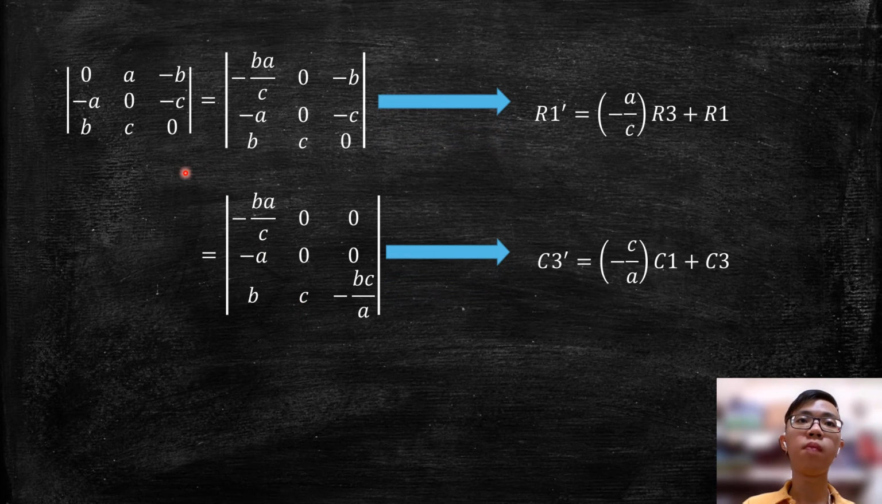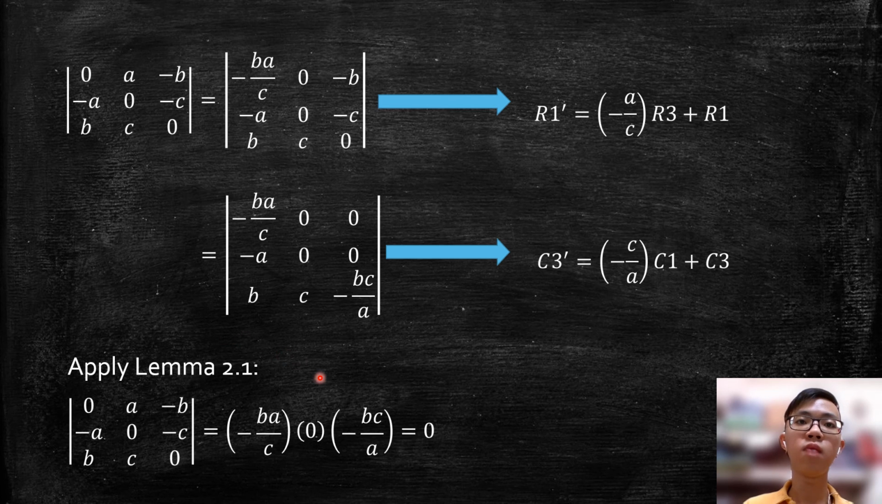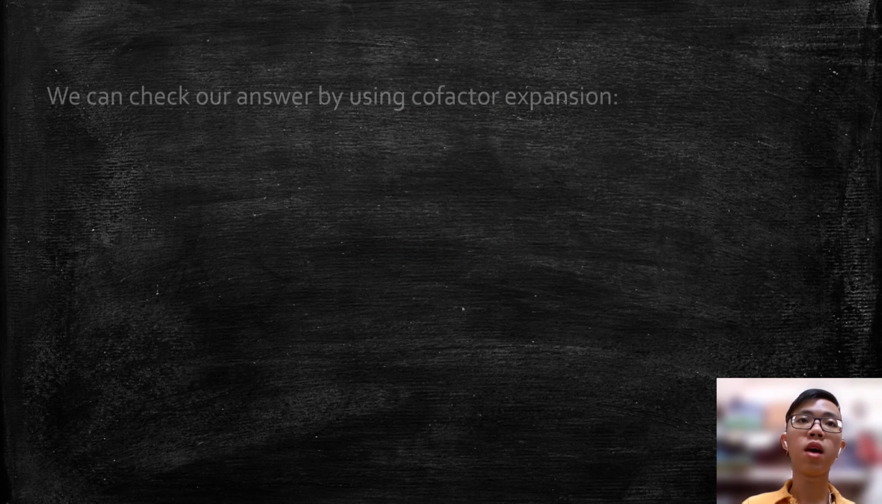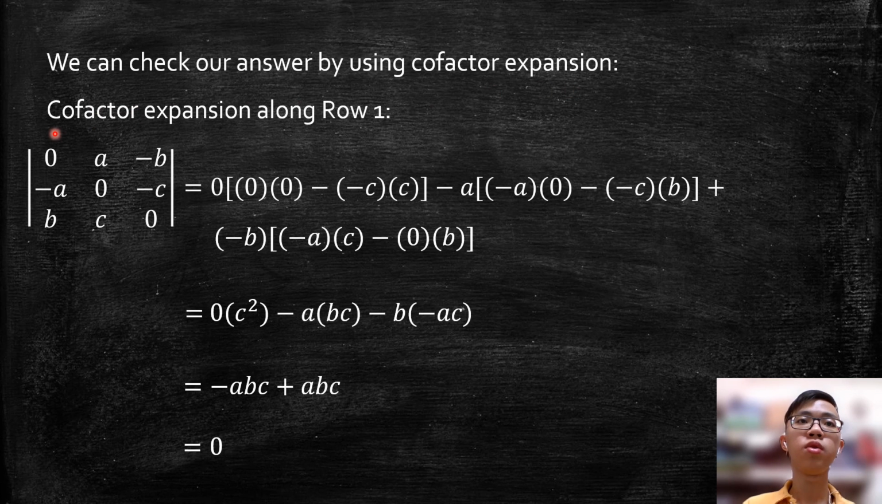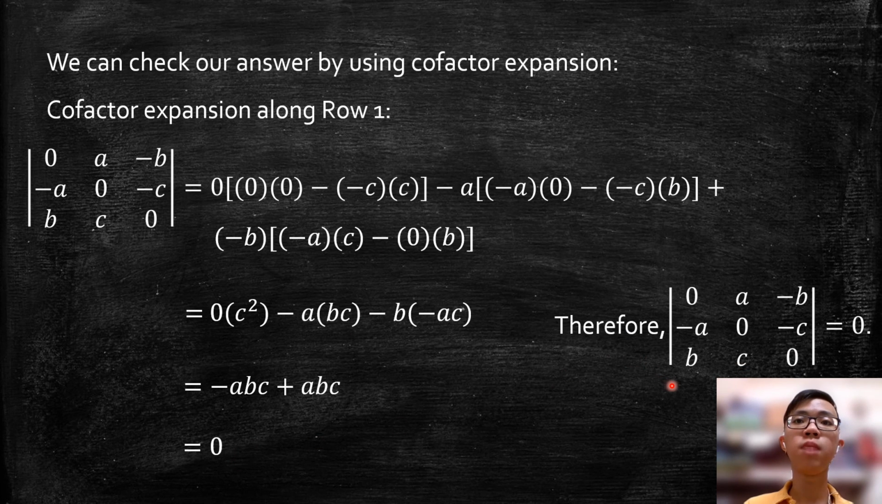So now we apply lemma 2.5 on this matrix to change it to a triangular matrix, and at the end we get a lower triangular matrix. So now we can apply lemma 2.1 and we get the answer is 0. We can also check our answer using cofactor expansion. So using cofactor expansion along row 1, we still get the answer is 0. So we can conclude that the determinant of this matrix is equal to 0.